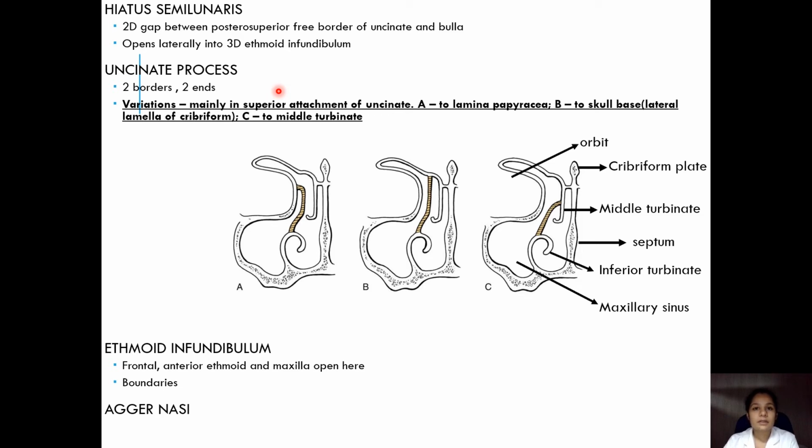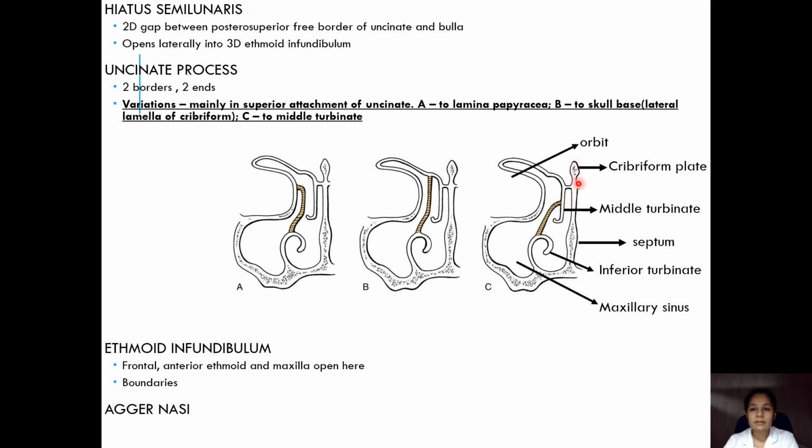Uncinate process. Now uncinate process is a part of the ethmoid bone. It has two borders and two ends. Posteriorly it is attached to the upper border of the inferior turbinate. Anteriorly and superiorly there are variations in the attachments. Three main variations are to lamina papyracea, to skull base, and to middle turbinate.